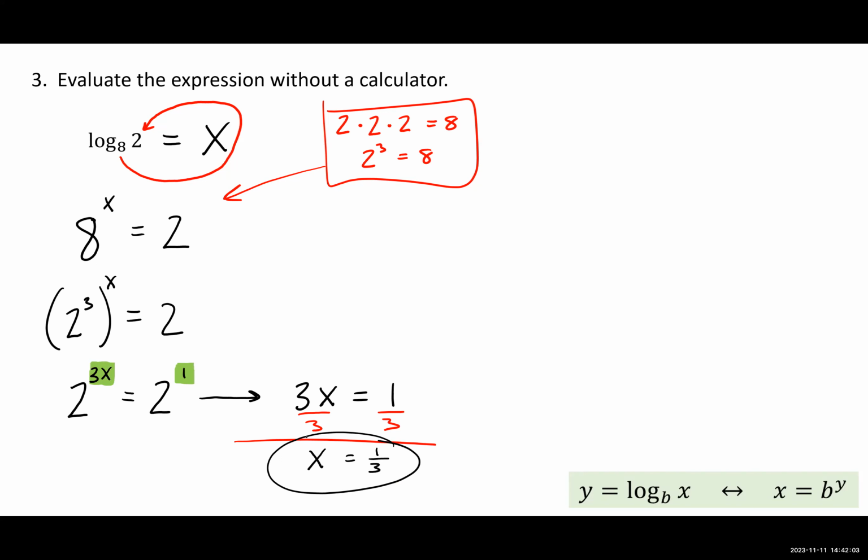So sometimes we're able to evaluate without a calculator. Sometimes we're not. We'll talk about when we're not and how to do that a little bit later. I think I'll do that in my next video. But what's important so far, everything we're doing relates back to this definition. Right? When you start with an equation or an expression in logarithmic form, you could always rewrite it as an exponential expression.